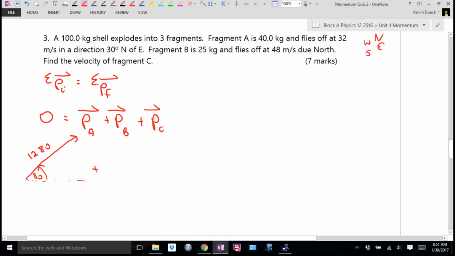Fragment B flies off due north. 25 times 48. 1,600? No, that's wrong. 800. 1,200. Plus mystery, don't know piece C.